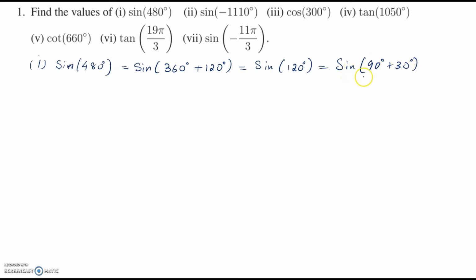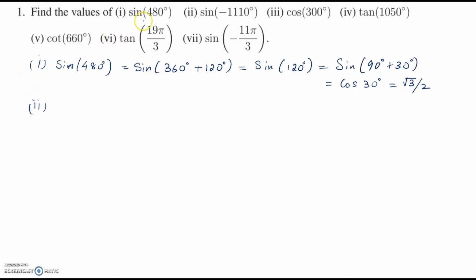So this is sine 90 plus theta. And we know that sine 90 plus theta is equal to cos theta. Therefore, sine 90 plus 30 would be equal to cos 30 degrees. And we know cos 30 degrees is nothing but root 3 by 2. That's the answer. Now let's go to the second problem.